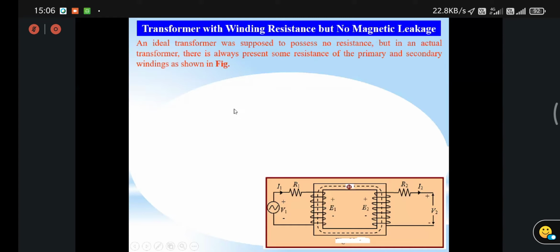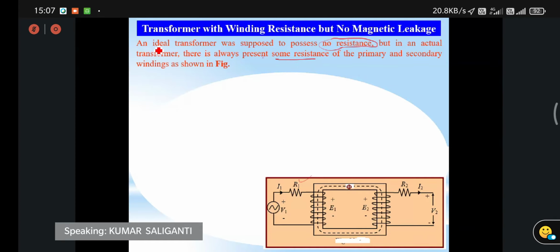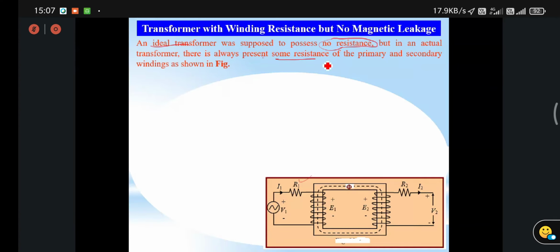An ideal transformer is supposed to possess no resistance, but in an actual transformer there is always some resistance. This is the practical transformer, but in an ideal transformer there is no resistance here. In an actual transformer, there is always some resistance of the primary and secondary windings, as shown in the figure. This is the resistance of the windings, R1 and R2 respectively.